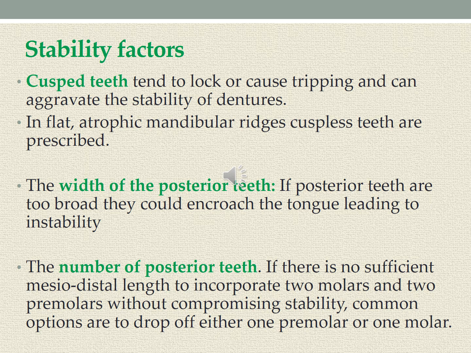The number of posterior teeth is dependent on the mesiodistal length of the ridge. As a general rule, teeth should not be set on the retromolar pad area, and if there is not sufficient mesiodistal length to incorporate two molars and two premolars without compromising stability, common options are to drop off either one premolar or one molar to fit in the space.